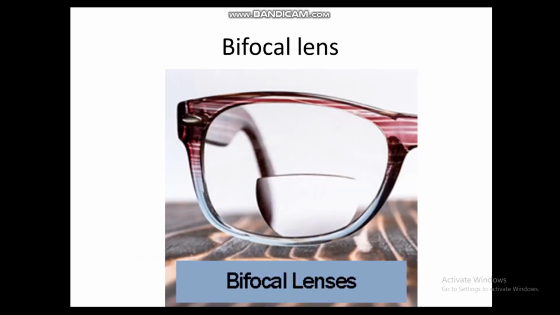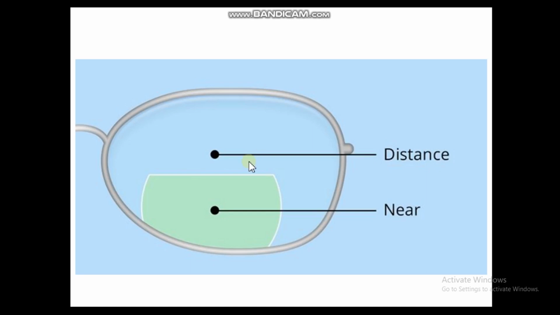If you see the picture, you have generally seen these types of lenses in old people. They have two parts in the lens, one part and another part on the top side. In the next picture you can see the upper part too. Two different parts are used: one is a concave lens, another is a convex lens. The convex lens is used to see objects that are near, and the concave lens is used to see objects which are far.